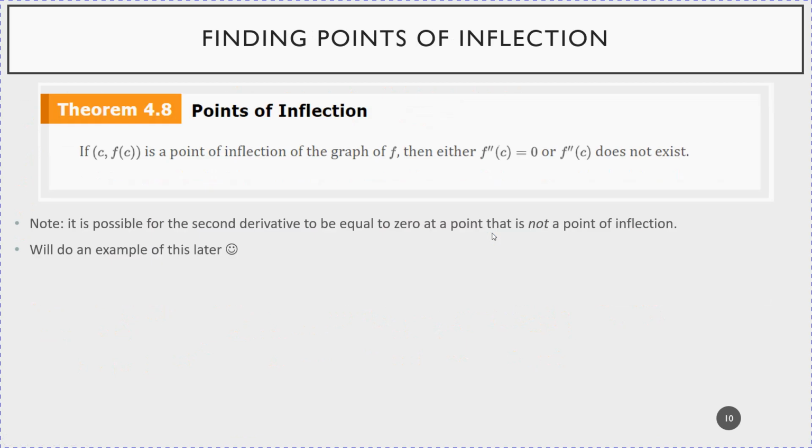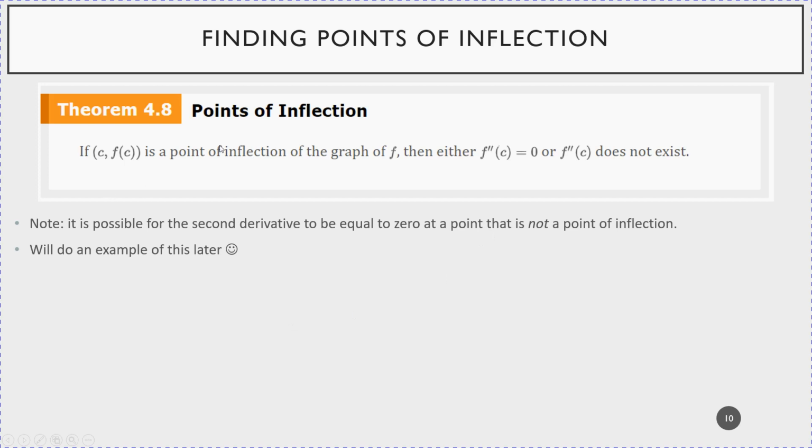All right, so how do we find points of inflection? If c, f of c is a point of inflection of the graph of f, then either f double prime, the second derivative evaluated at c, has to be equal to 0, or f double prime of c does not exist. Just like when the first derivative evaluated at c is equal to 0, it was a relative extrema. Here, when the second derivative evaluated at c is equal to 0, we may have a point of inflection. Note, it is possible for the second derivative to be equal to 0 at the point and for it not to be a point of inflection. I'm going to do an example of that and show you.